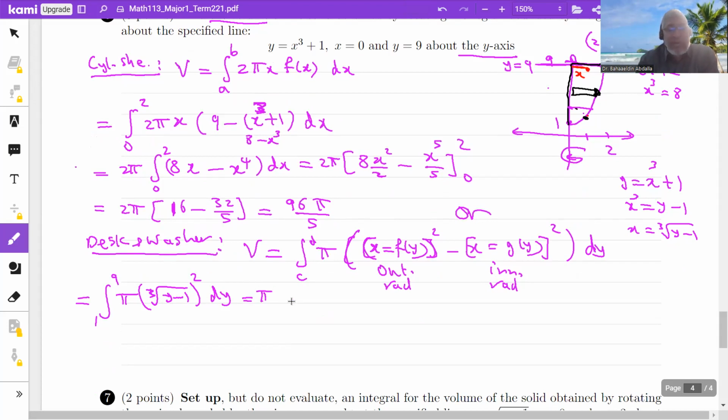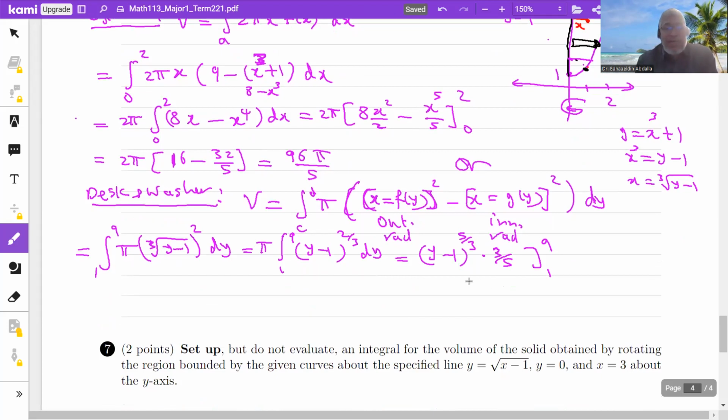So I'll take pi outside. And now I have, inside the integral, y minus 1 raised to the power 2 over 3. And in fact, this is a linear function, y minus 1, so I know the integral. The integral would be y minus 1 to the power 2 over 3 plus 1, which is 5 over 3, over 5 over 3, or multiplied by 3 over 5, and over the derivative, which is 1. The derivative of y minus 1 is 1. So from 1 to 9.